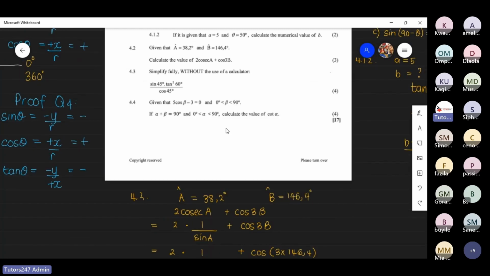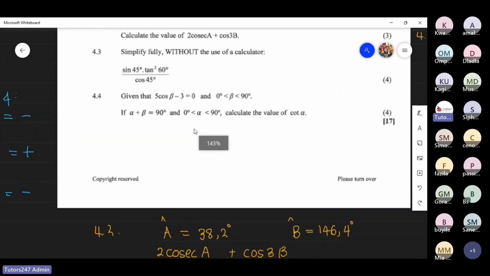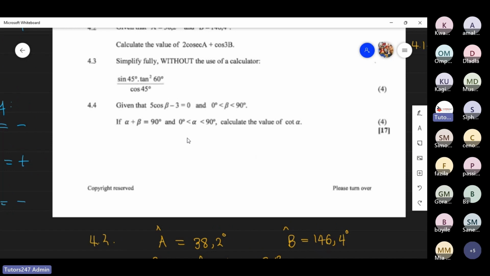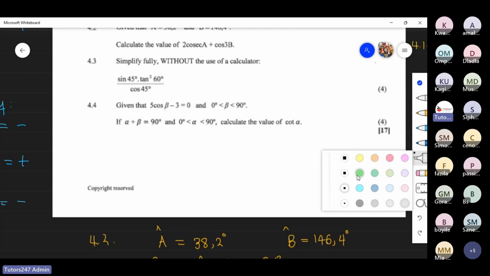Now, question 4.3 states, simplify fully without the use of a calculator. If you notice, they've used 45 and 60. When you see angles like 45 and 60, something should click in your brain. Okay, I know these angles. These are familiar. These are your special angles. 45, 60, those are special angles. 30 is also another special angle.